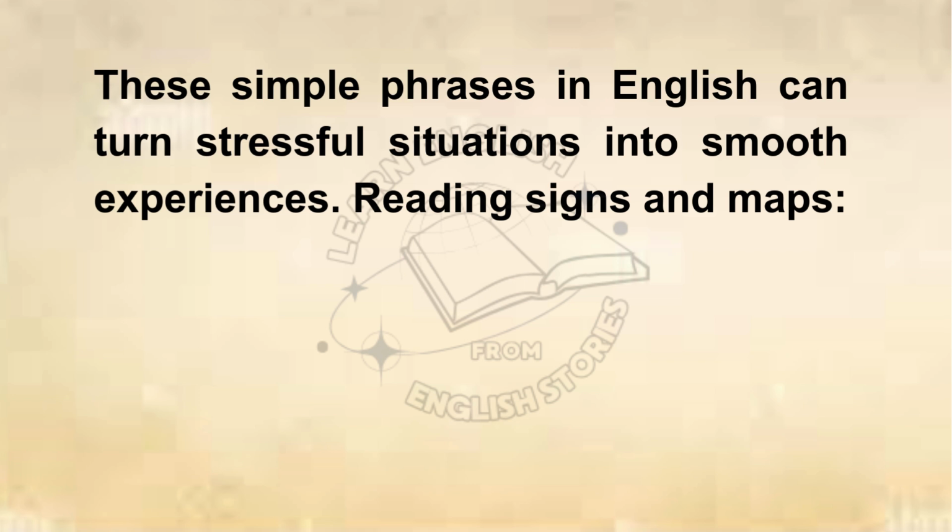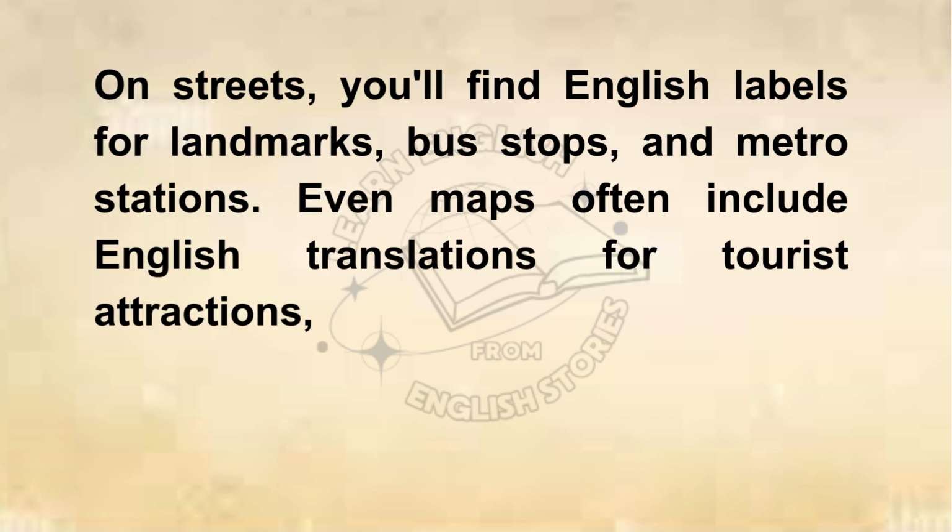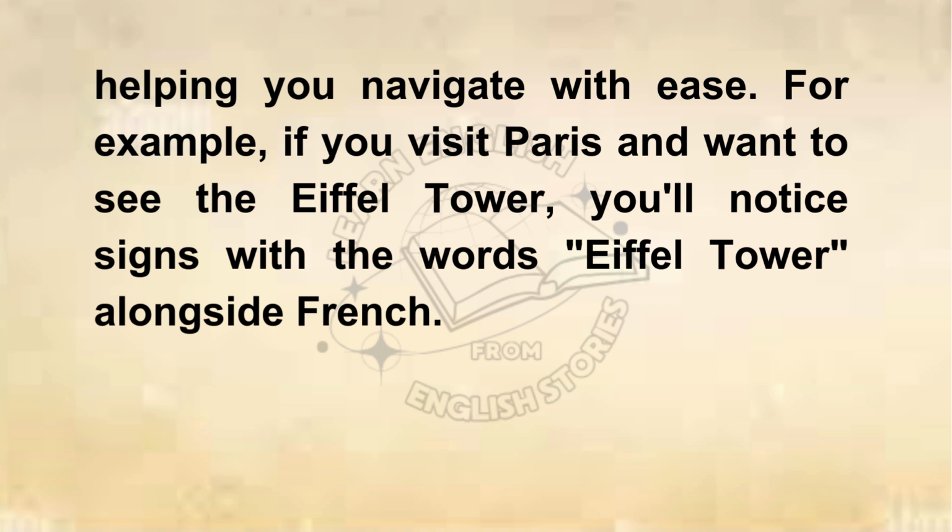Reading signs and maps. Most public places around the world use English for important signs and directions. At airports, you'll see signs like baggage claim or exit in English. On streets, you'll find English labels for landmarks, bus stops, and metro stations. Even maps often include English translations for tourist attractions, helping you navigate with ease.